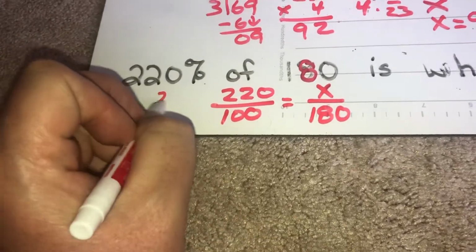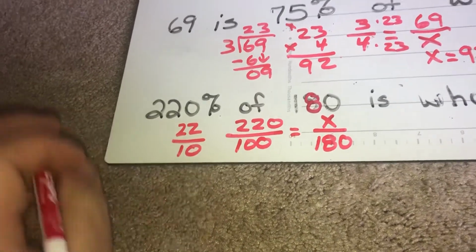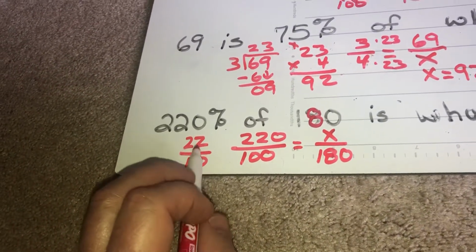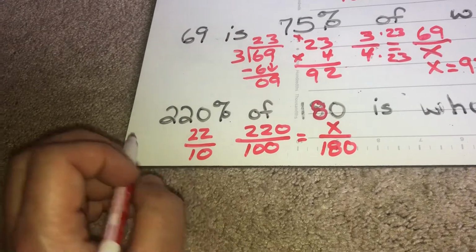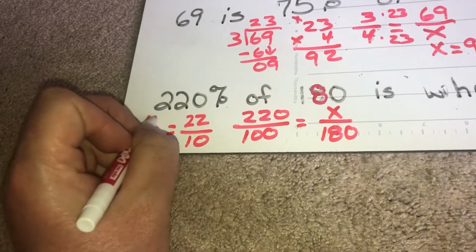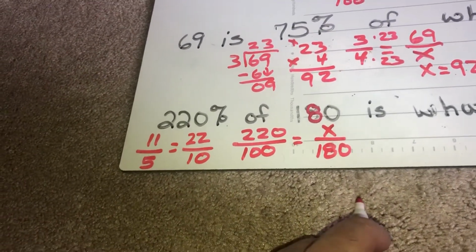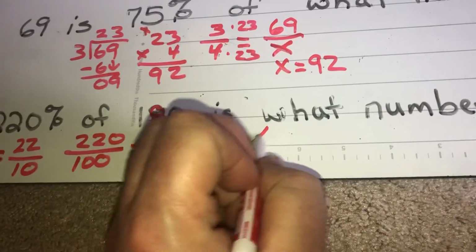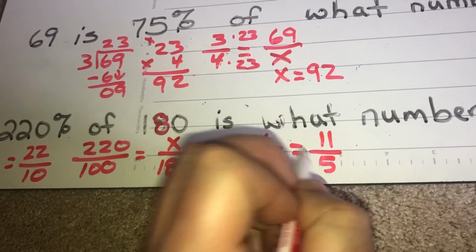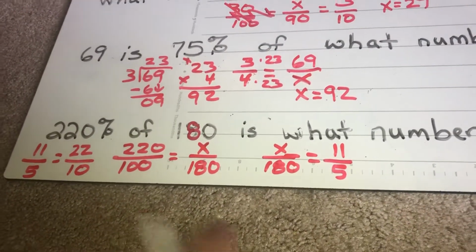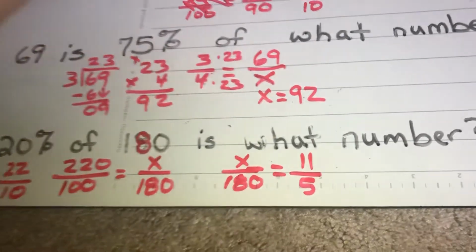220 divided by 10 is 22. 100 divided by 10 is 10. I see that these are both even numbers. Okay, so I'm going to go ahead and divide again by 2. 22 divided by 2 is 11. 10 divided by 2 is 5, so I get 11 over 5, which means that if I rewrite it over here, x over 180 equals 11 over 5. Well, okay, so we just keep going. Now I ask myself, what did I do to 5 to get 180? Well, I know I multiplied, but I don't know what I multiplied by.